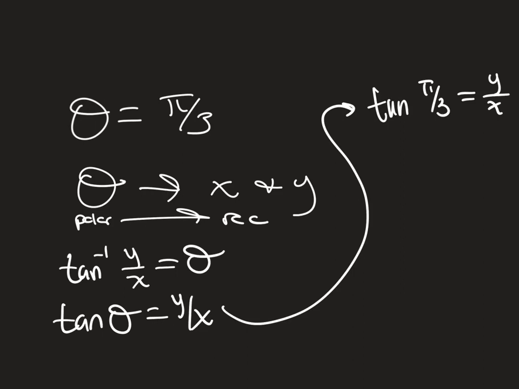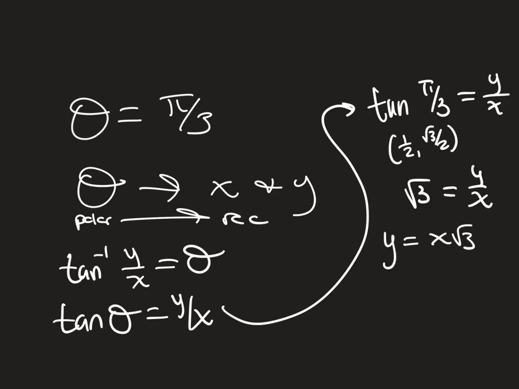Tangent of pi over 3, remember you can use your little hand trick, or you can remember the ordered pair at pi over 3 is 1/2, comma, root 3 over 2, and you can do the y divided by the x. You're going to get root 3 equals y over x. I'm going to multiply my x over. So I'm going to have y equals x root 3, which is the same thing as y equals root 3 times x. This you may not recognize immediately, but this is really y equals mx plus b, where my b is 0 and my m is root 3. So this graph would just be a straight line.